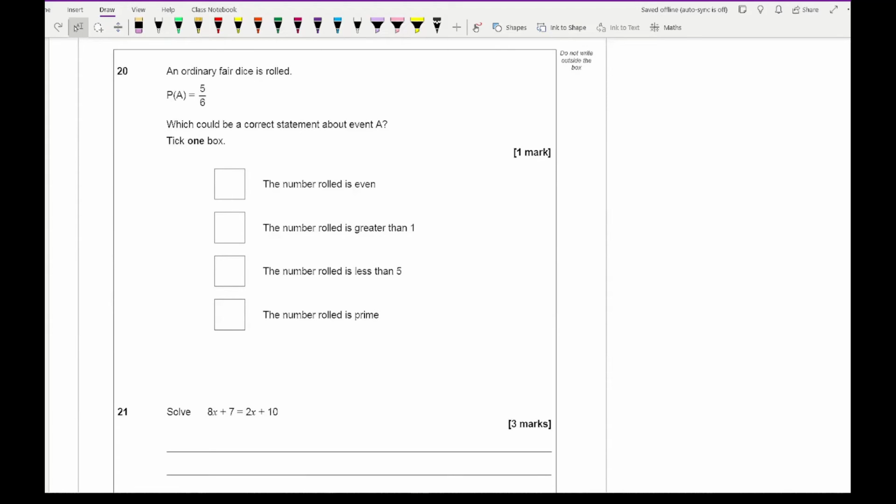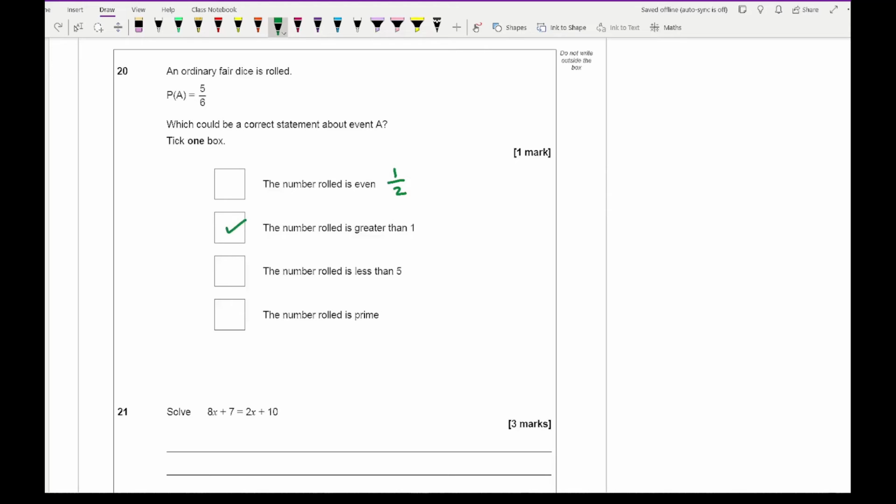Which of the current statements is true about event A? So here we're looking at that the number rolled is even. Well, that's not going to be true, because if you're rolling an ordinary die, that's going to have a probability of 1/2, and that's not great. The number rolled is greater than 1, and that's going to be true, because obviously we're looking at 5 numbers.